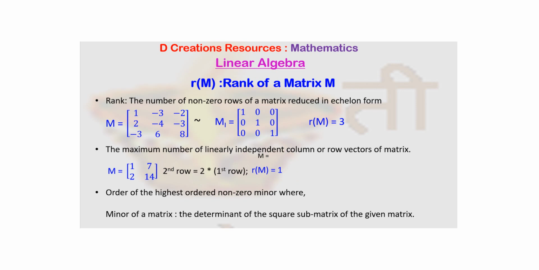Now there is also the concept of minor of a matrix. If you have a matrix like that, then you can take a square submatrix. For example, this can be a minor, and you can find its determinant, and the order of the highest ordered non-zero minor is also the rank.